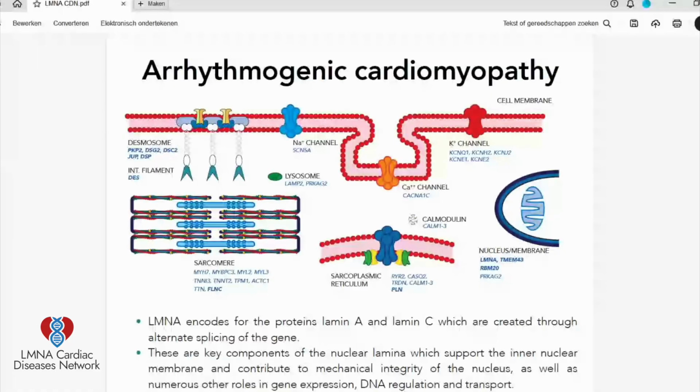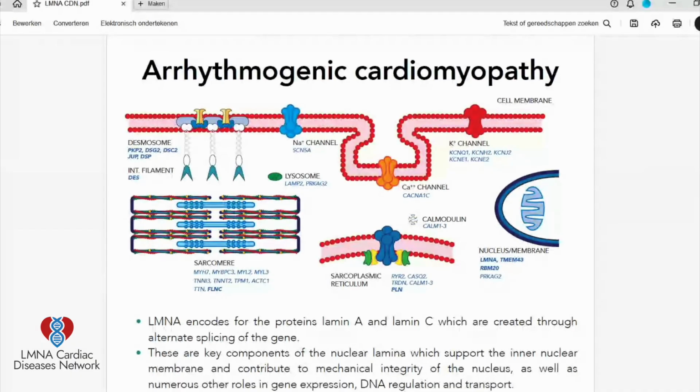And lamin encodes for two proteins, lamin A and lamin C. There's others as well, but we're really talking about A and C, and those are integral parts of the inner membrane of the nuclear lamina. And that's really key in terms of the function of the nucleus, and that's something that's a fundamental role of what lamin does.